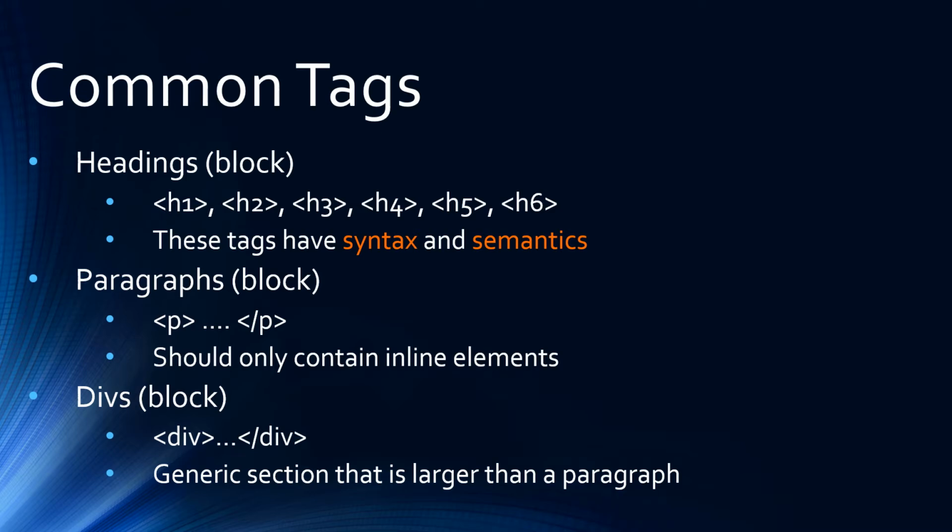Another common tag is the div tag. This is a generic section that tends to be larger than a paragraph, and it's related content that you would like to group together. Divs used to be the most popular tag. You would use the div for everything. The problem with divs is that there's really no semantic meaning behind the div. If you put a lot of them into your page, you're not giving your readers or users any extra information to let them know that this is a footer or a header or something along those lines.